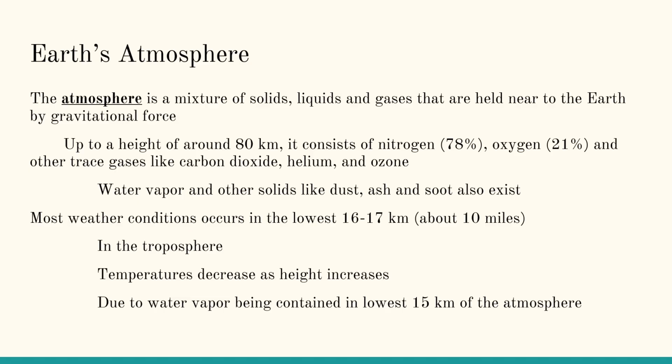human activity. Now, most weather conditions occur in the lowest 16 to 17 kilometers, so about the lowest 10 miles of the atmosphere, that closest to the surface of the Earth. This is called the troposphere. And temperatures decrease as the height increases. That's why if you go up to the mountains, it's colder than when you're closer to the surface of the Earth. And this is also due to water vapor being contained in the lowest 15 kilometers of the atmosphere. And so that's why we feel these conditions at this level.